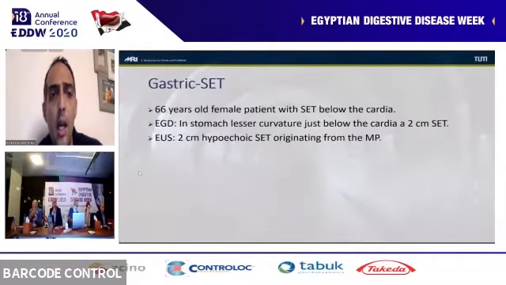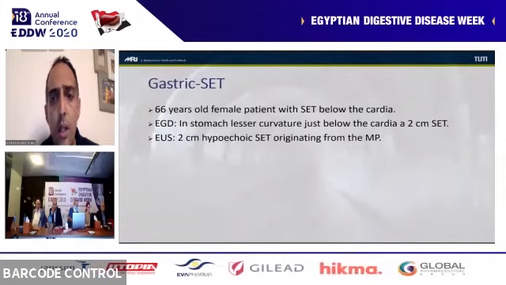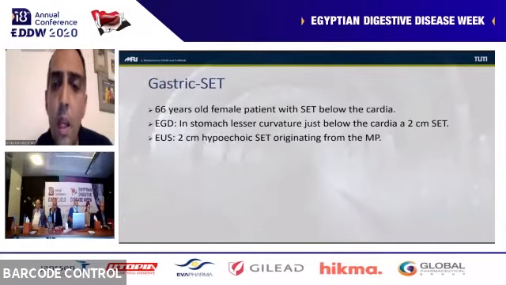So, a 60-year-old female patient came to us with a subepithelial tumor. It was in the cardia, in the direction of the lesser curvature. It was 2 centimeters long. Endosonography showed it came from the muscularis propria.